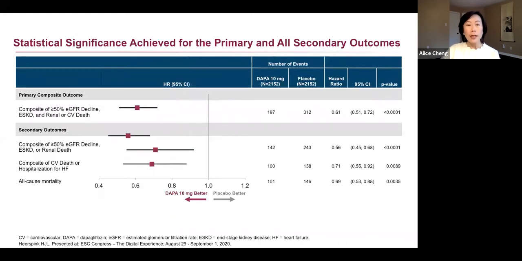And then when they looked at other outcomes, this was the main primary outcome. So yes, of course, that was reduced. And then if you look at different components of it, or you look at CV death or hospitalization for heart failure, or even all-cause mortality, you're seeing benefits for these patients. So I think that the benefits now are quite clear for patients with chronic kidney disease.